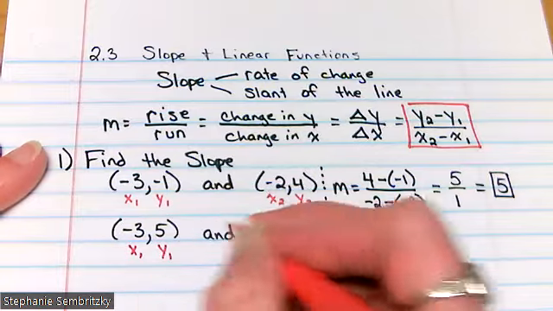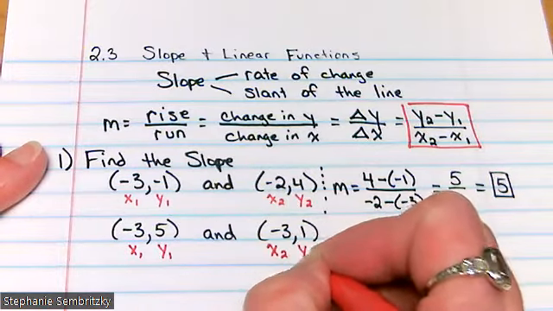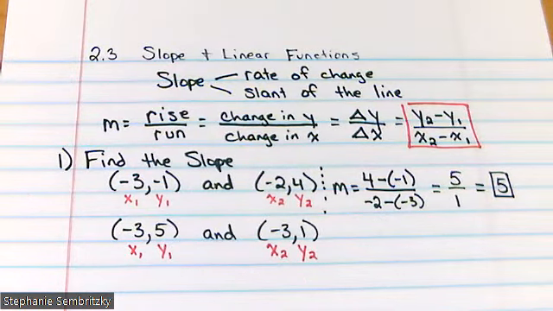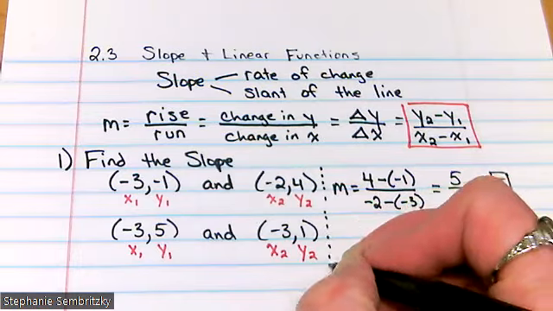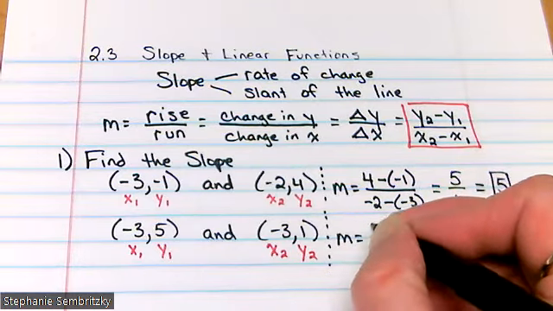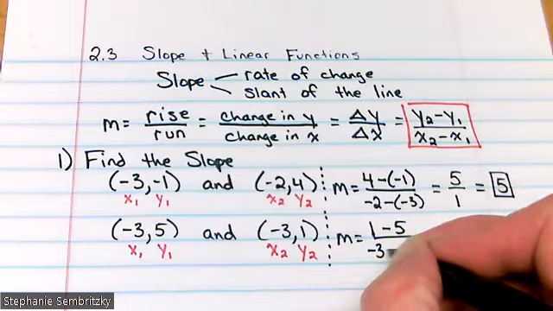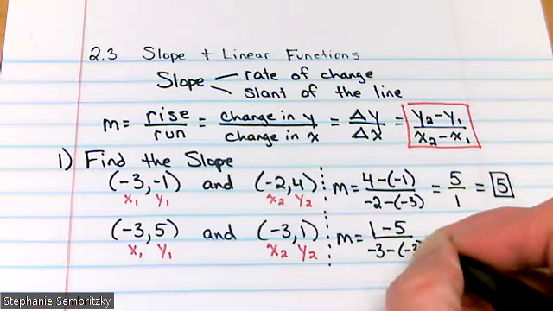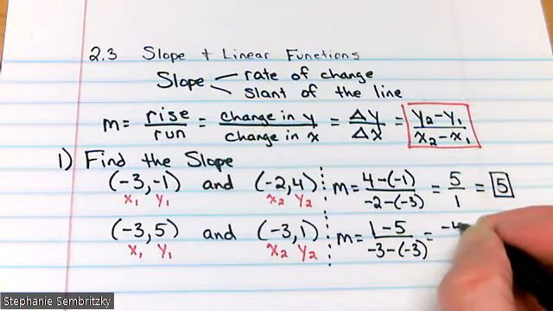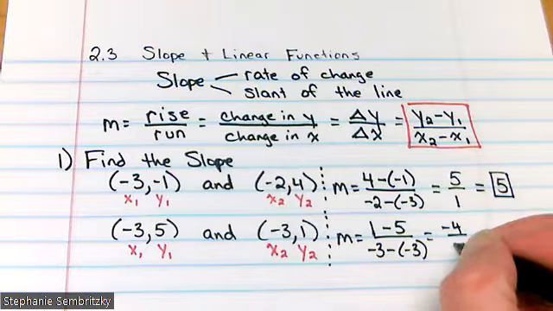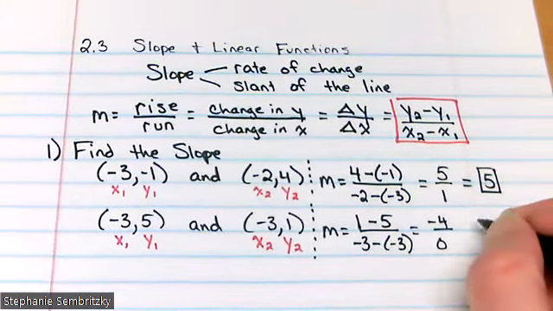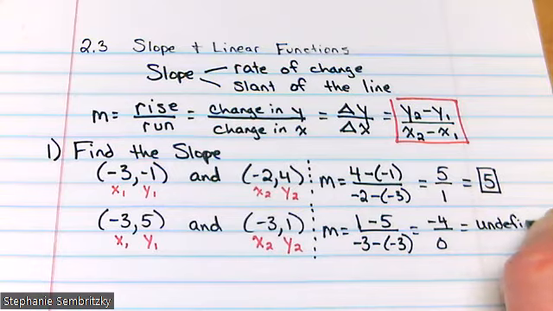x1, y1, x2, y2. Okay, so y2 minus y1 over x2 minus x1. So I get negative 4 on top. Ooh, and a 0 on bottom. That means it's undefined. Dividing by 0 is undefined.